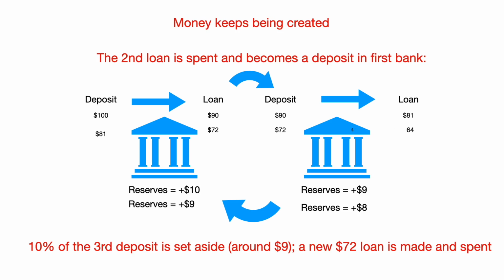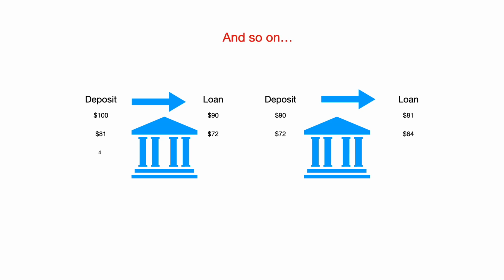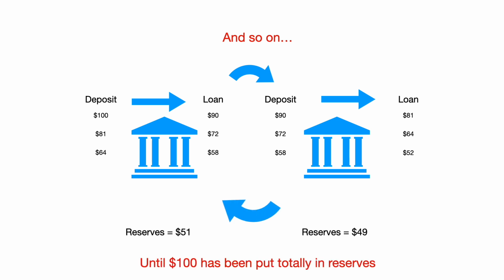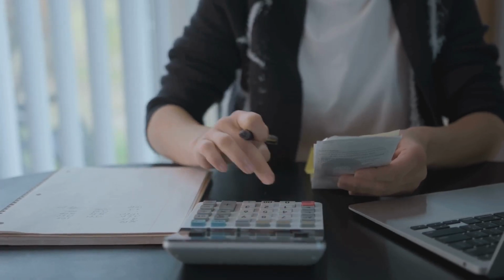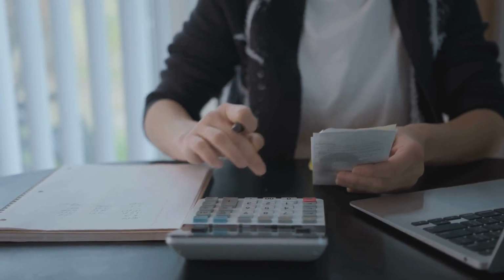While the total reserves amount to $36, the total loans granted by the two banks are $314. However, the process can continue as long as every single dollar of the initial $100 deposit has not been placed into reserve. The amount of money created is equal to the initial deposit divided by the reserve fraction.